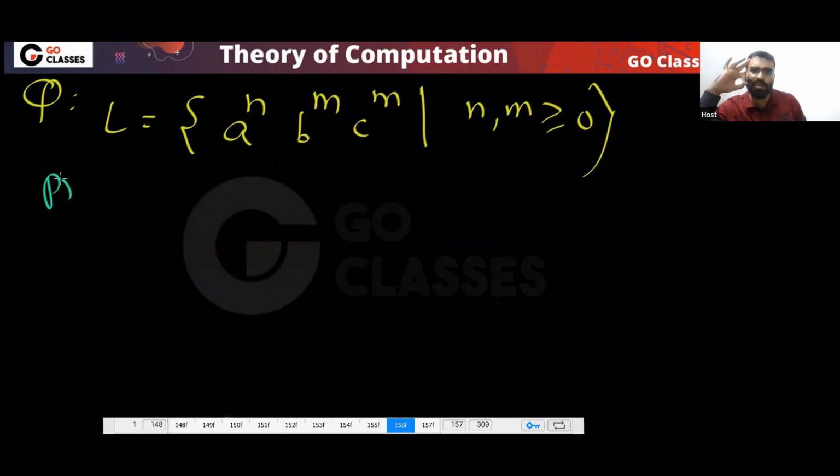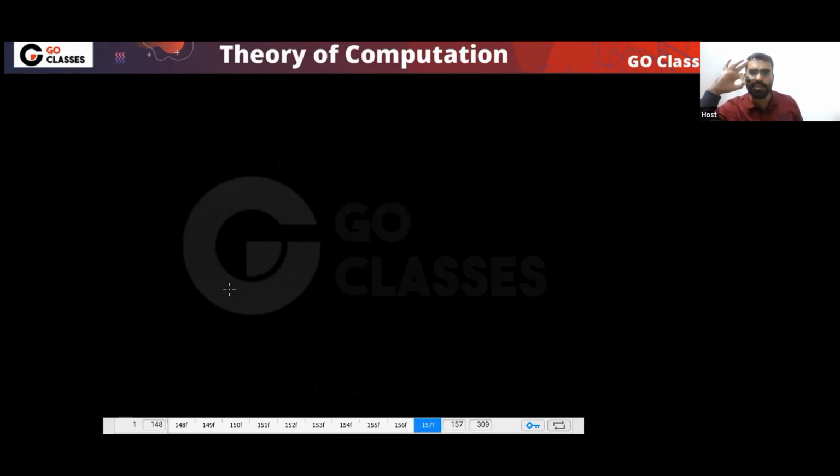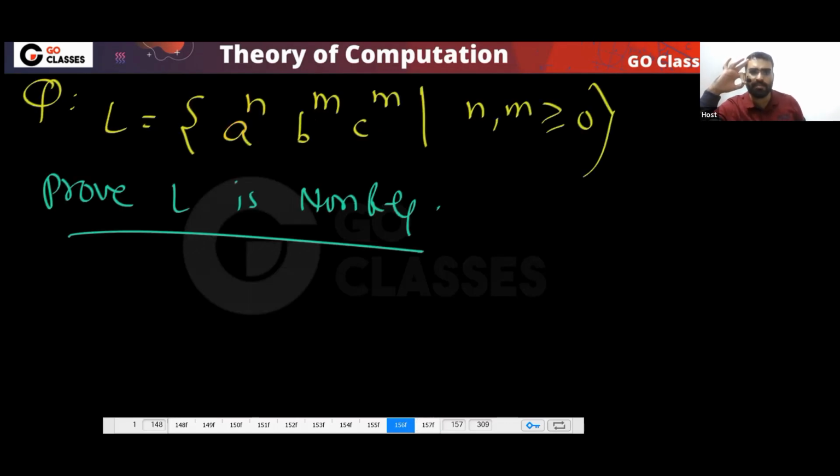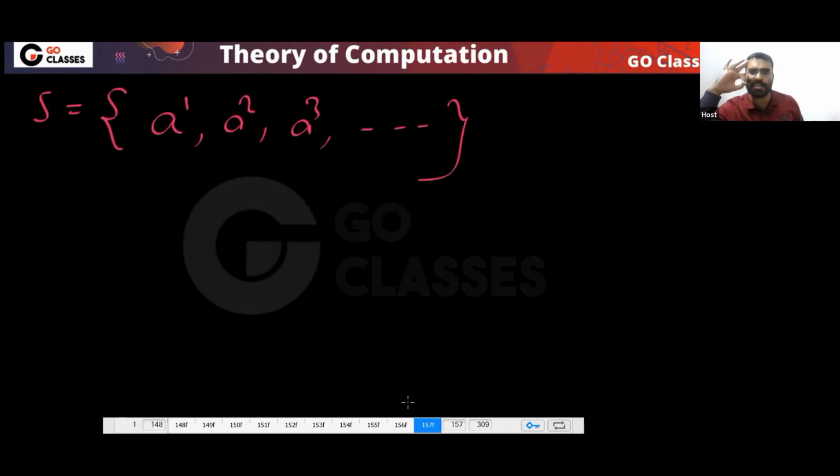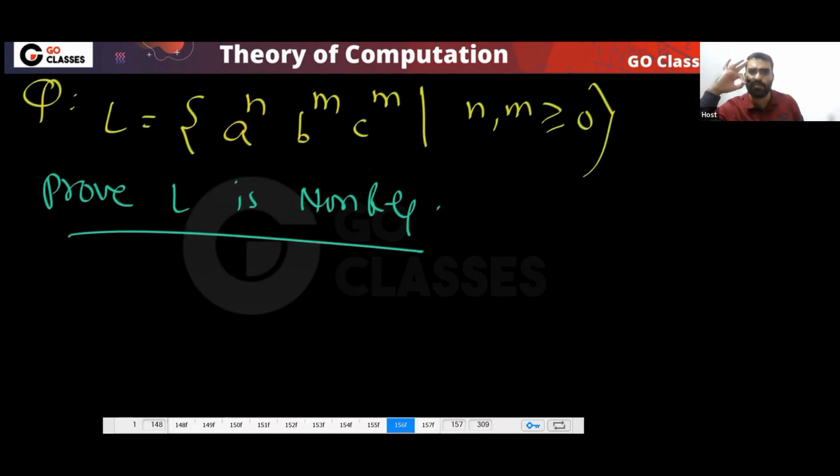What is the formal proof? Prove L is non-regular. Now, to prove this, if I take this set, a power 1, a power 2, a power 3, and so on, can you guarantee, will this set work? If I give you this set, a power 1, a power 2, a power 3, a power n, can you guarantee that if two of them go to the same state, there is a problem? Will these infinite guests work?